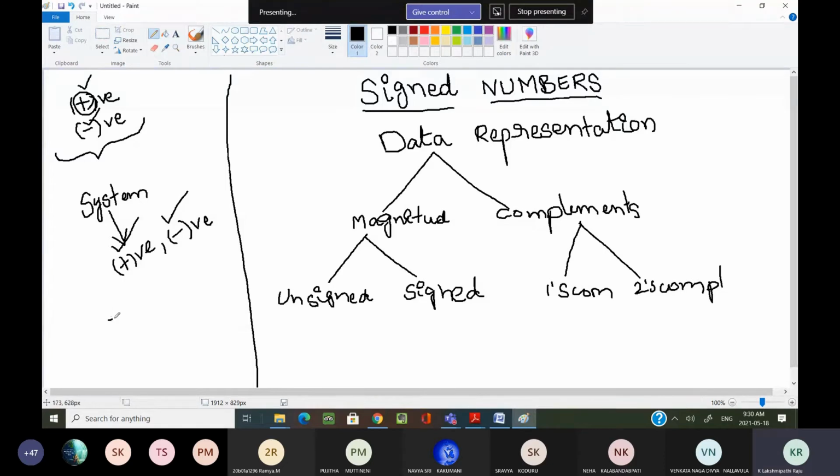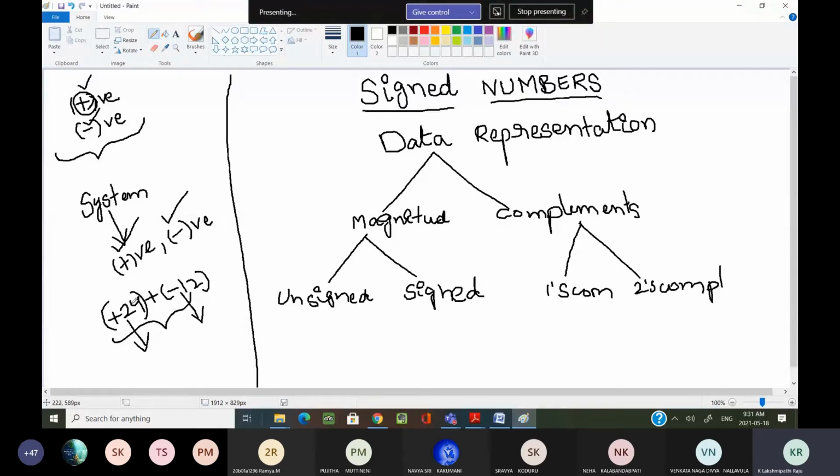Suppose you are writing plus 24 and minus 12. Here I want to perform addition of two numbers, and I have written an expression in this format. As a human being, I have written this expression on paper or on a board or in a notebook, and I can understand clearly: this is plus 24, a positive number, and minus 12, a negative number.